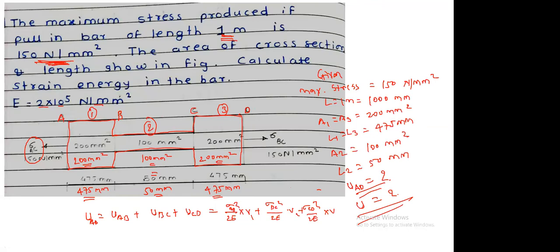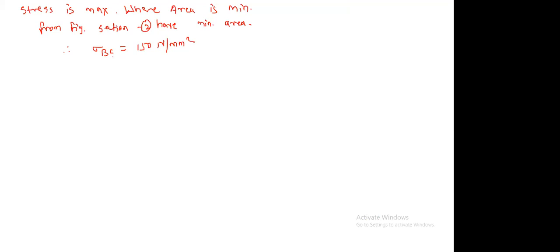It is also required to calculate U of AB and U of CD. The strain energy for section 1 and section number 3, if we have to calculate, before that we have to calculate their stress value. But here they have given only a single stress value, that is the stress in the section BC. But we have another concept.